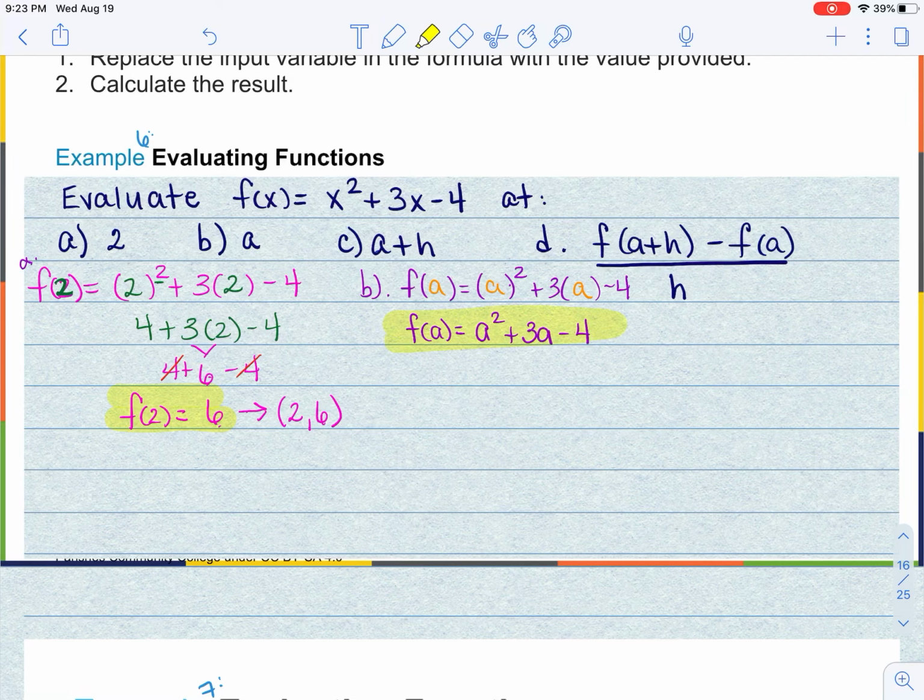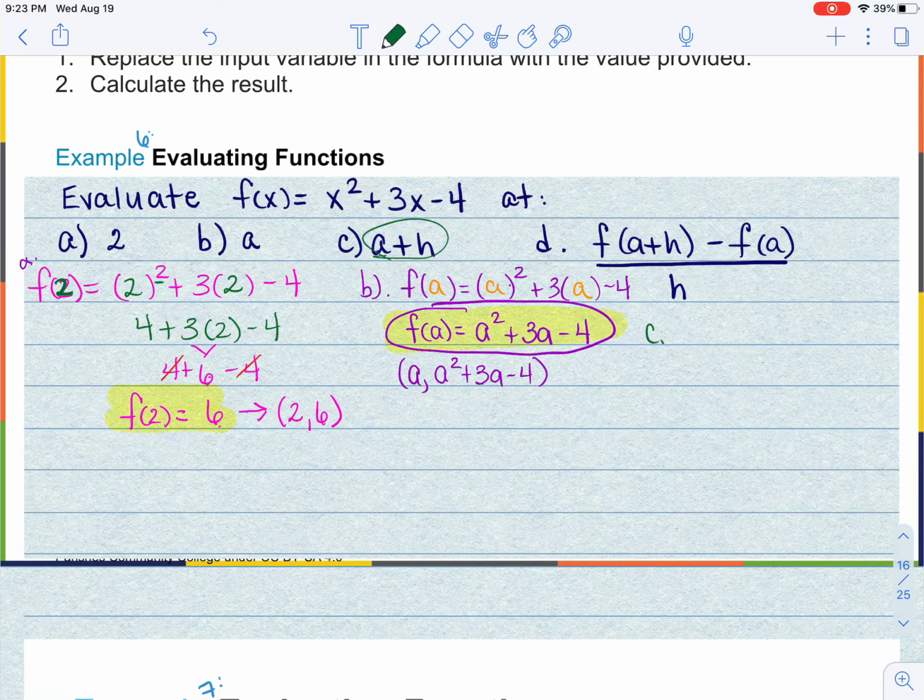That's it. You can't go any further. You can't add a squared plus 3a. We're actually done. So if you wanted to write it as an ordered pair, when x is a, then the y is a squared plus 3a minus 4. However, I know that looks kind of funny. You'd actually most likely leave that in function notation. All right, let's try C.